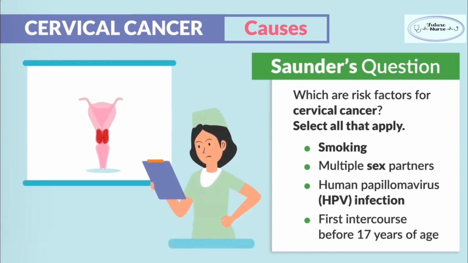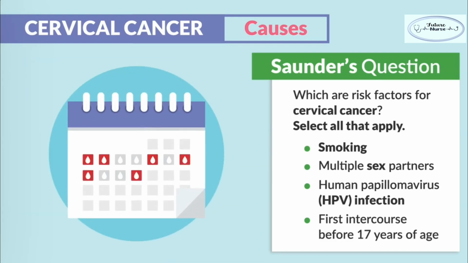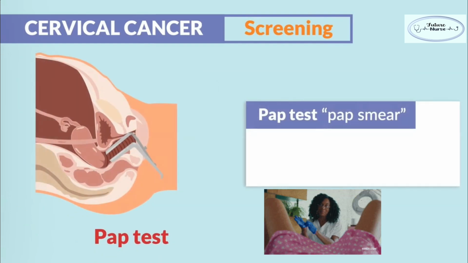Now for the signs and symptoms, Saunders had a question about educational session on cancer of the cervix. The early sign of this type of cancer is irregular vaginal bleeding. So the key term is irregular vaginal bleeding. Now screening for cervical cancer includes a key term, Pap test, also called a Pap smear. This test collects cells from the cervix to check for abnormal cell growth.